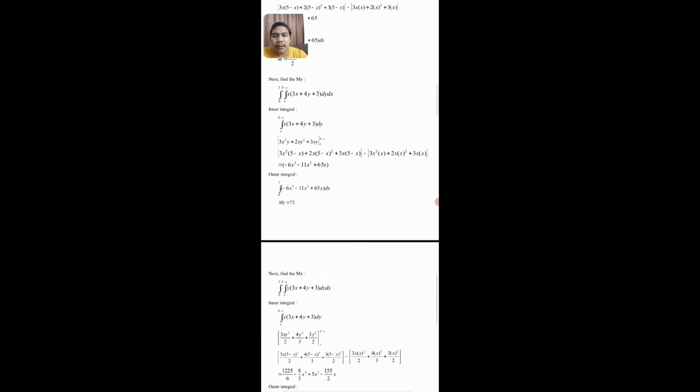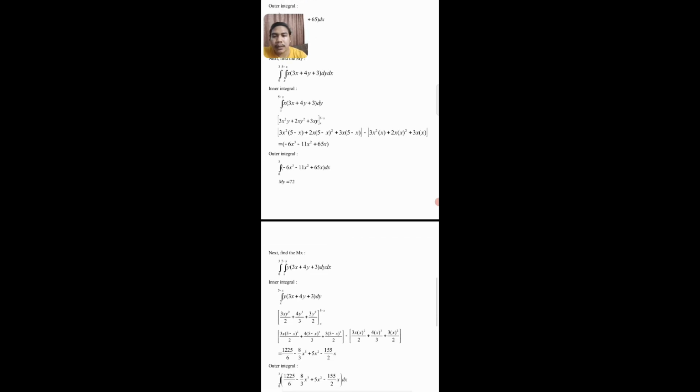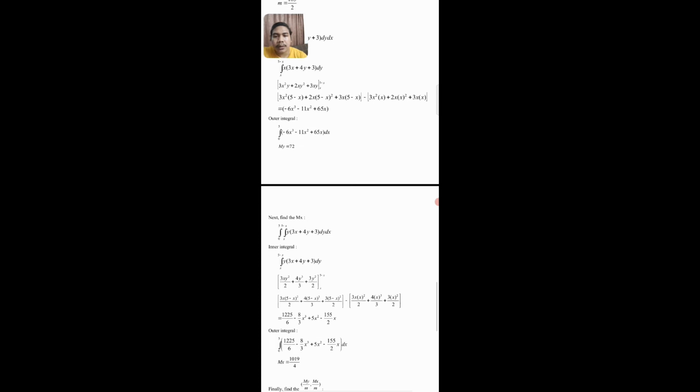Next, the procedure is the same. We have to find my, and we have to put x in front of the function. So, a double integral with the same lower and upper limits. We settle the inner integral, which is lower limit x up to upper limit 5 minus x. So we integrate, we get 3x squared y plus 2xy squared plus 3xy. Then we put our lower limit and upper limit values into the function and subtract, and we get negative 6x cubed minus 11x squared plus 65x, and we put the value that we get into the outer integral, and we have my equal to 72.